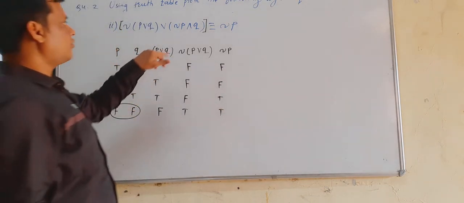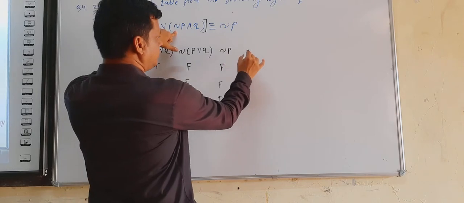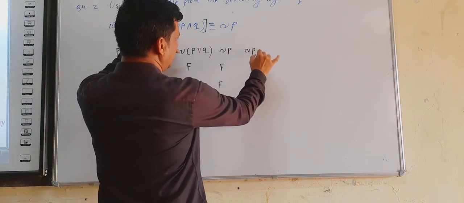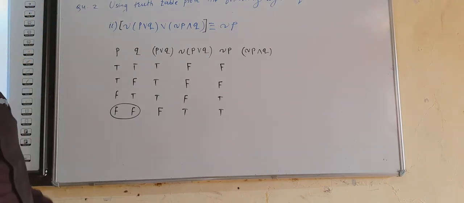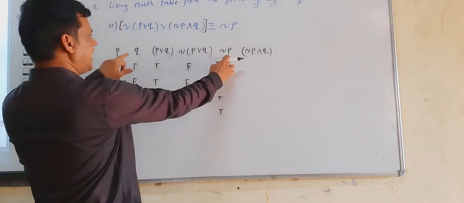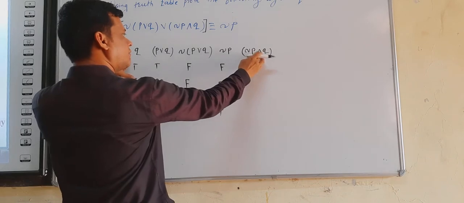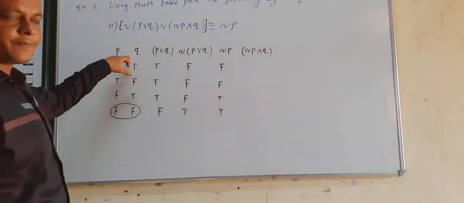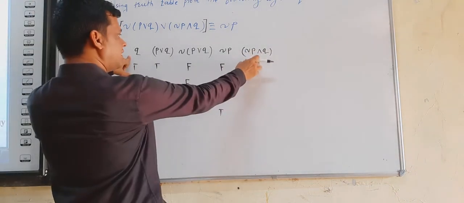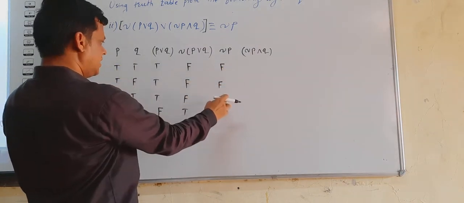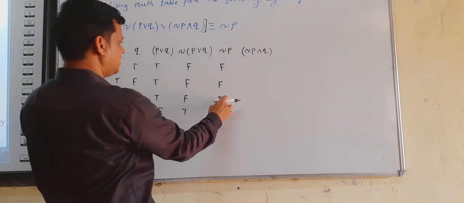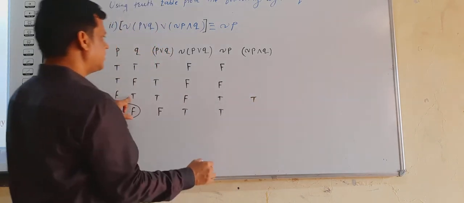Now we have to make the conjunction with Q. Negation P and Q. Again here we have to use the result for conjunction. If both the statements are true, then its value is true, otherwise false. Here both the statements are true, therefore its result is true.